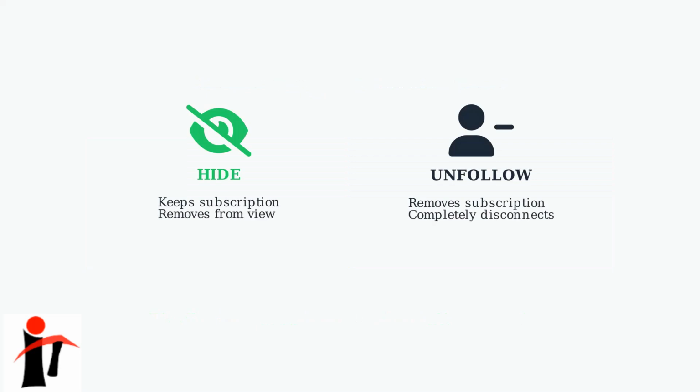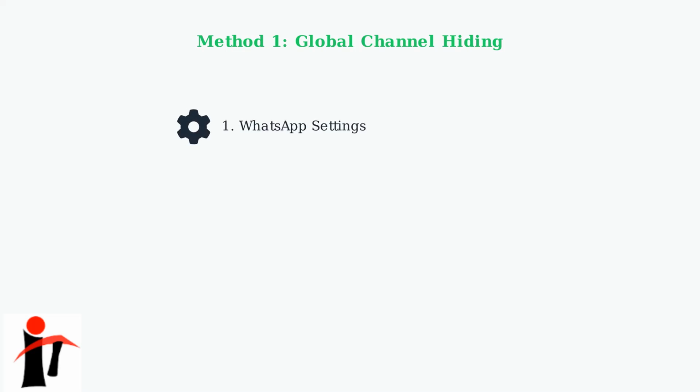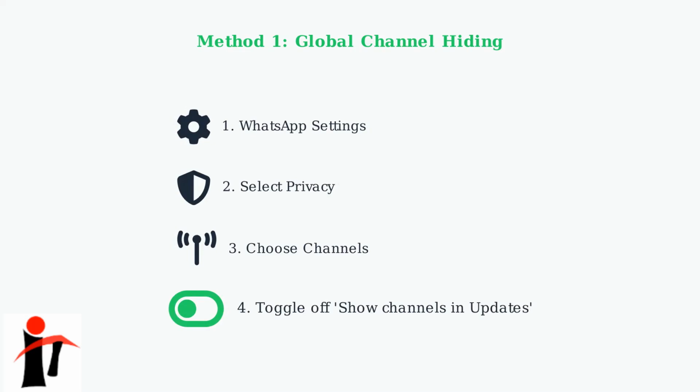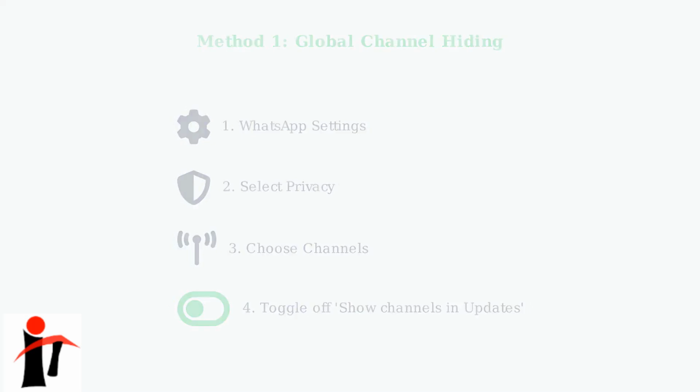There are two main ways to hide channels from your WhatsApp interface without completely unfollowing them. The first method hides all channels globally, while the second lets you hide individual channels. Method 1. To hide all channels globally, open WhatsApp Settings, then select Privacy, choose Channels, and toggle off Show Channels in Updates. This will remove the entire channel section from your Updates tab.